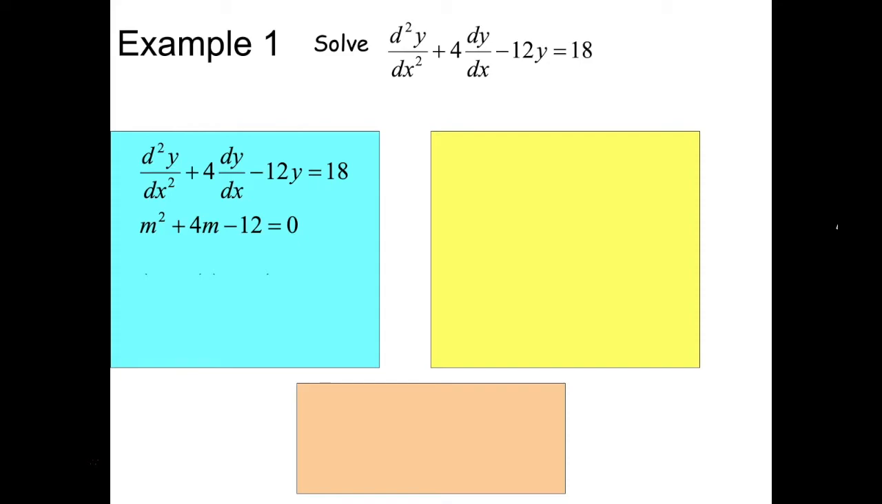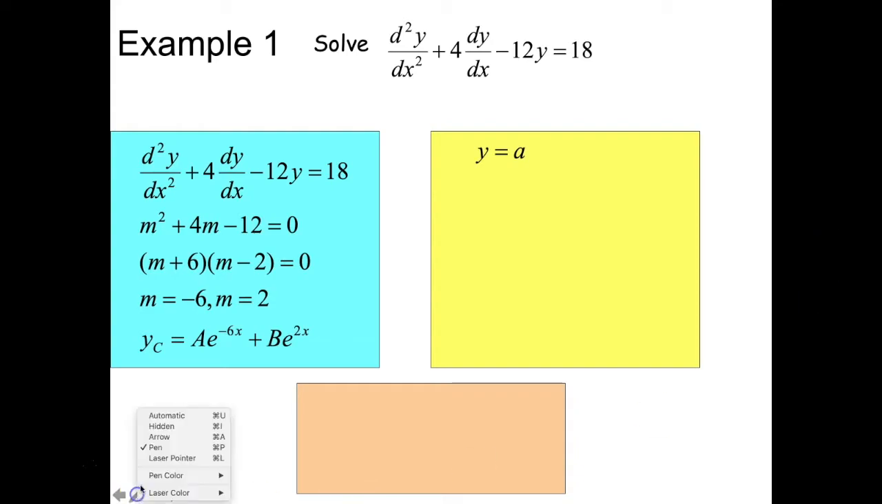And then we solve the auxiliary equation, we get our values for m, and so our complementary function would be a e raised to the power negative 6x plus b e raised to the power 2x. And next, we have to find our particular integral.